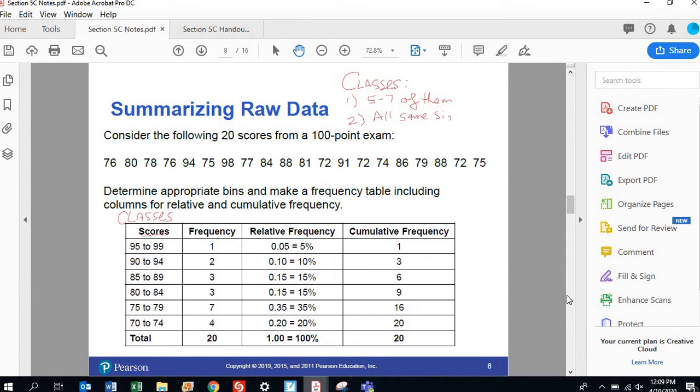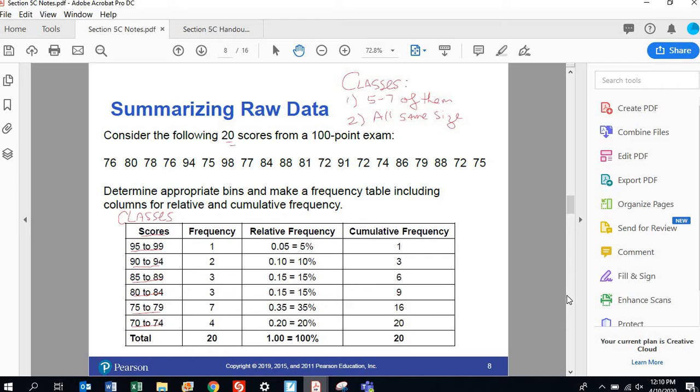right? So you can't have one class that goes 90 to 100 and another class that goes 80 to 89, because 90 to 100 is 11 different numbers and 80 to 89 is only 10 different numbers. So here you'll notice that 95, 96, 97, 98, 99, there's 5 numbers here. 90, 91, 92, 93, 94, there's 5 numbers here. Each class has exactly 5 numbers in it, and that's okay. That works, and there are 6 total classes, so that works too. So that's a great setup, okay?